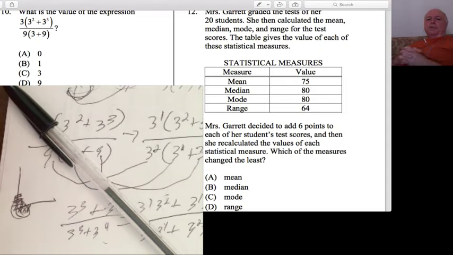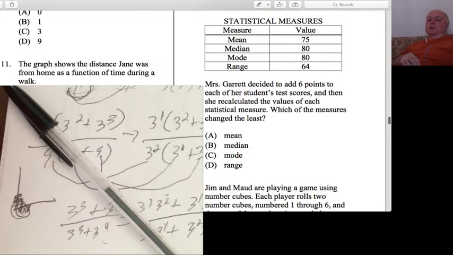So Mrs. Garrett graded the test of 20 students. She then calculated the mean, the median, the mode, and the range for the test scores. So that's what we see below. The table gives the value of each of these stats. I'm going to scroll this up so we can see it better. So this 20 students is really the clincher here.